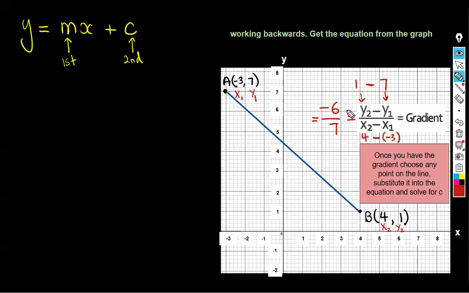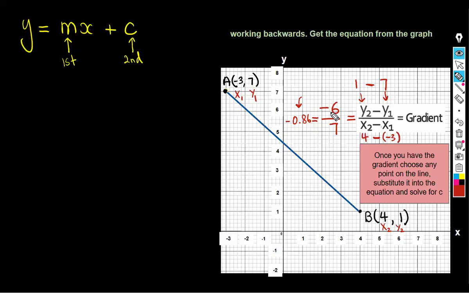So the gradient is -6 divided by 7. I don't like fractions, so I'm going to put this as a decimal to 2 decimal places. 6 divided by 7 is, well, minus 0.86, right? This here is the gradient. Now, you have to round it off properly. Yeah? It's not minus 0.85. It's minus 0.857. So we have to add 1 to the 5 to get 6.